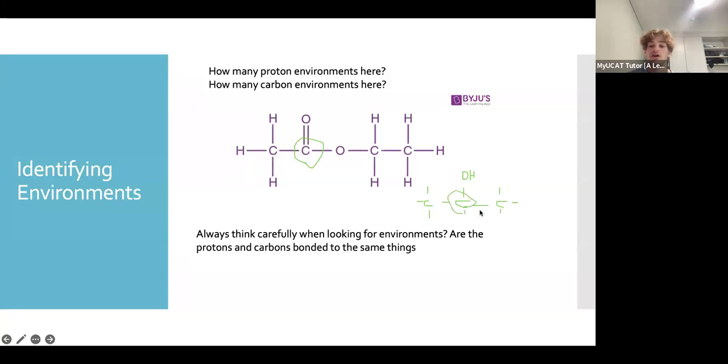It's got this one over here, but because this carbon and this carbon are bonded to exactly the same thing, they're bonded to three hydrogens and the carbon with the OH, they have the same carbon environment. Does that make sense? And the protons bonded to them would also share the environment as well, because they're basically bonded to the same thing.